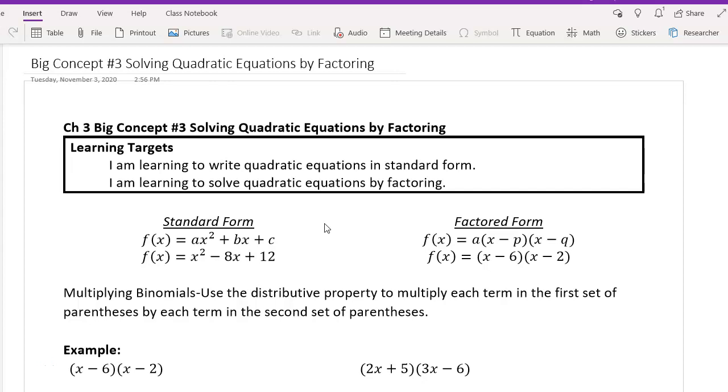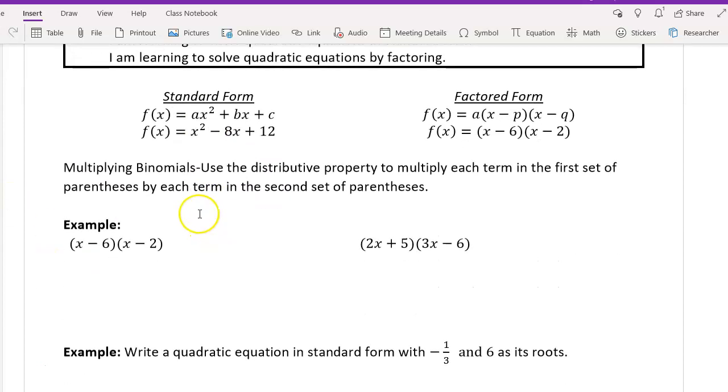So this is our big concept. Number 3. Learning target. I am learning to write quadratic equations in standard form, and I am learning to solve quadratic equations by factoring. So first, let's take a look at the difference between standard form and factored form.